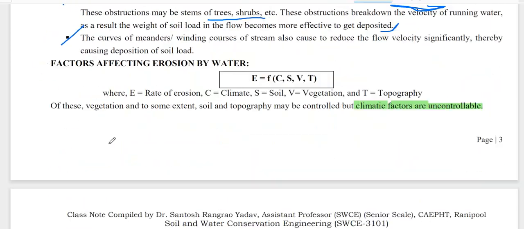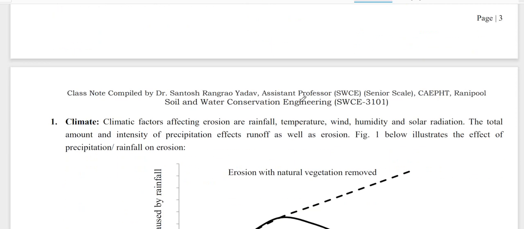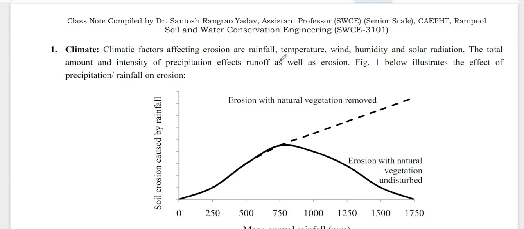Now see what the factors for water erosion are. The factors that affect it can be written in these equations: climate, soil, vegetation, and topography. Climate cannot be controlled, but the other things can be controlled. Climate means rainfall, temperature, wind, humidity, solar radiation. It cannot be controlled. The total amount and intensity of precipitation affect the runoff as well as the erosion. So how much precipitation and how intense it is will affect runoff and erosion.